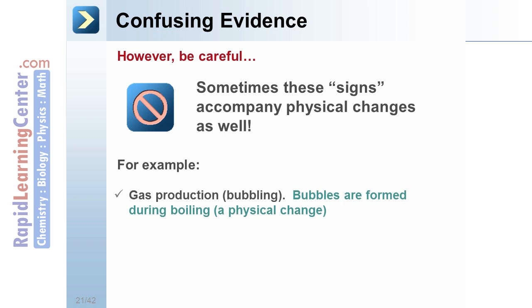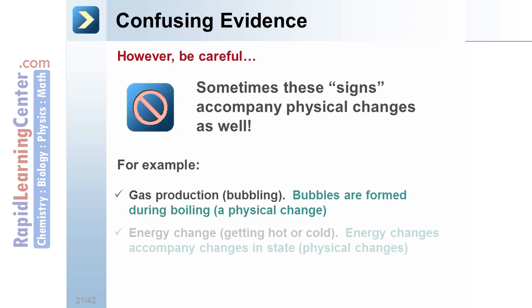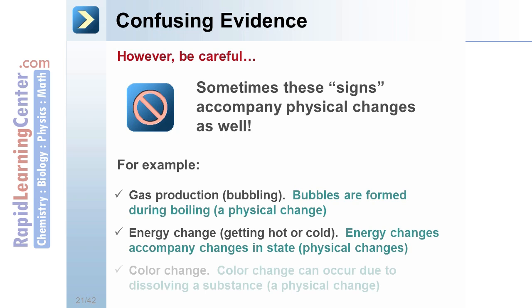For example, boiling produces bubbles, but boiling is a physical change. Energy changes can be seen in changes in state or dissolving. Color change can also be seen in dissolving, such as when Kool-Aid is dissolved in water.